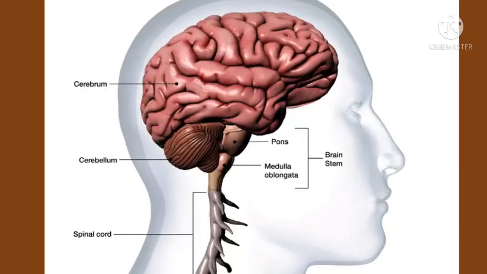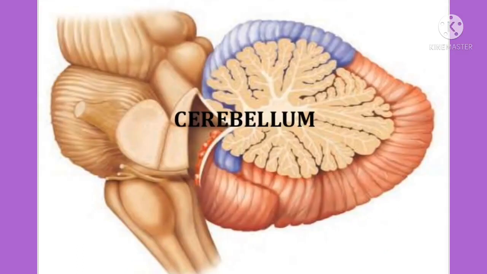The third one is the hindbrain. It is formed of three parts. They are cerebellum, pons, medulla oblongata. First, the cerebellum. It is the second largest part of the brain. Already I told you which is the first largest part of the brain? Cerebrum. Now the cerebellum is the second largest part of the brain.